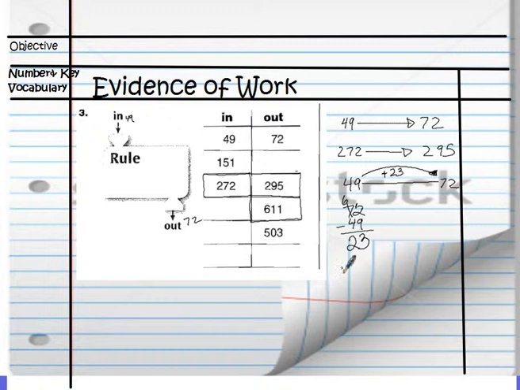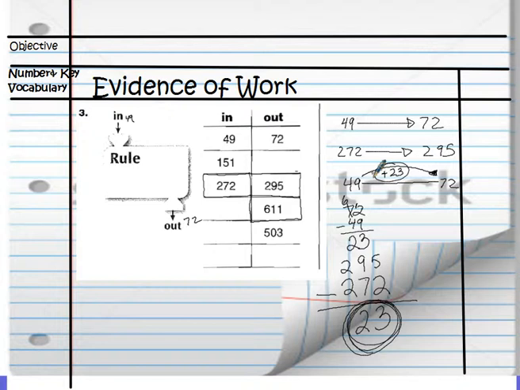So next number is 272, and then I have 295. Let's see what that comes out to. Subtract: 5 take away 2 equals 3. 9 take away 7 equals 2. There's that answer again. So what does this make it? What is this number? What's so important about that number? That is my rule. Plus 23, or add 23.